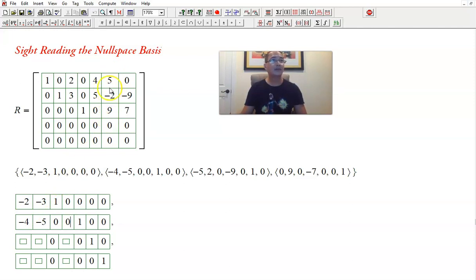Sixth column. 5, minus 2, 9. They go in here. -5, +2, -9. Whoops, over here. There you go. Last vector. Now that's a 0, but it goes into the first column. -9 becomes +9, 7 becomes -7. 0, +9, -7. And of course, those 4 vectors are exactly the 4 vectors that we have over here.